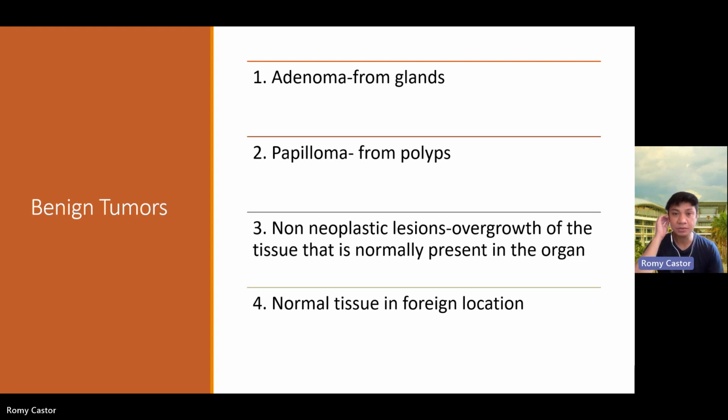Okay, benign tumors also take the form of polyps; that's our papilloma. And number three, we have the non-neoplastic lesions. This is characterized only by the overgrowth of our tissues. But we still consider the overgrown tissues as normal; they just increase in number. Number four, we have normal tissue in a foreign location. For example, pancreatic tissue that grows in our stomach. We still consider that as a benign tumor. So again, benign tumors are encapsulated, non-spreading, and do not metastasize.